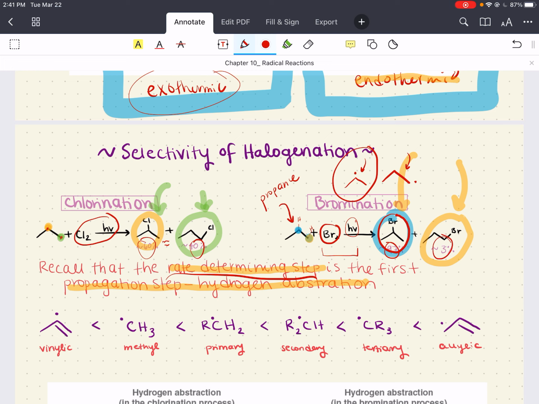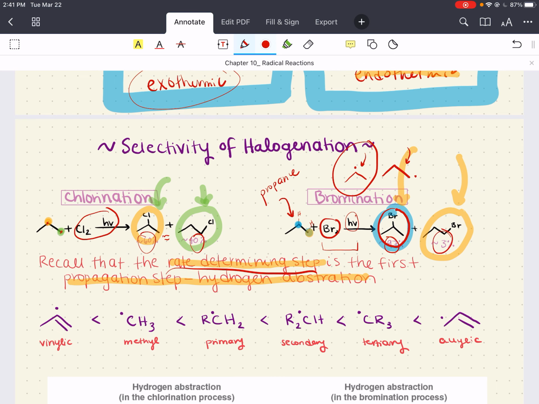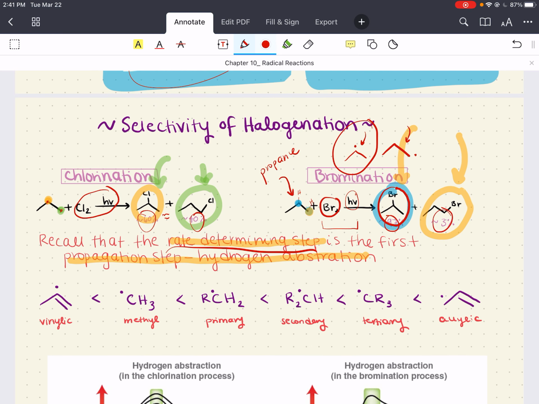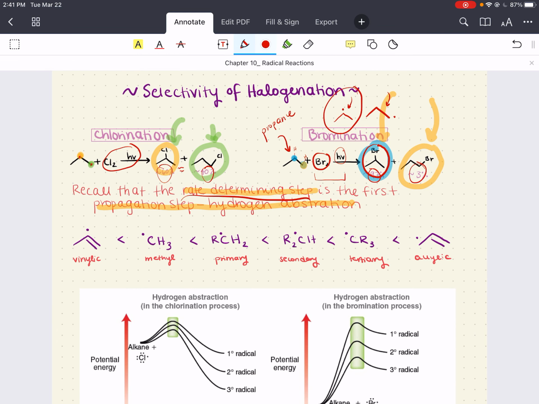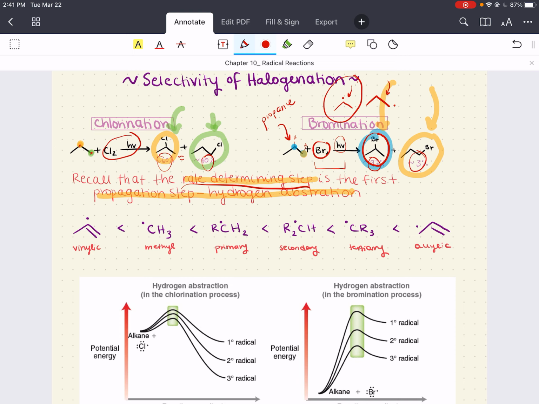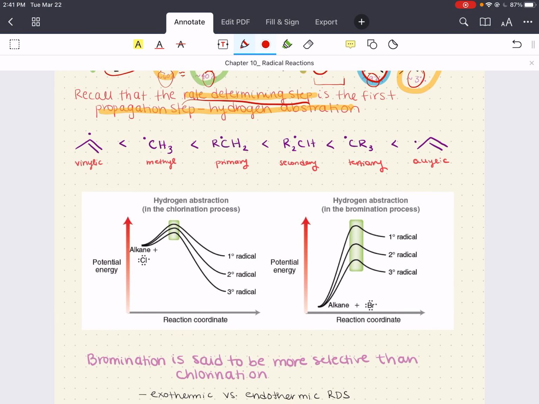Now we can further observe this by investigating the energy diagram showing the abstraction for primary, secondary, and tertiary radicals in chlorine and bromine processes. So let's look at that. In each step, in each transition state, actually, an unpaired electron is developing on a carbon atom. The developing radical is always more stable on tertiary, then secondary, then primary.